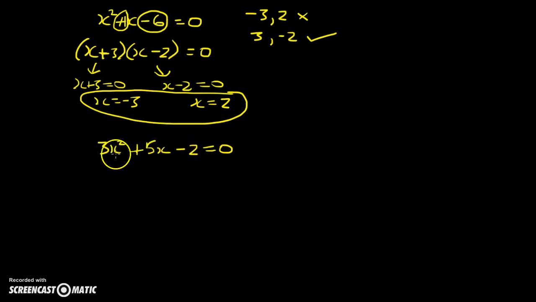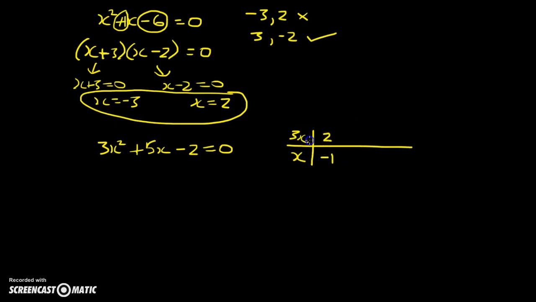Final one, final equation. Is there a common factor? No. Difference of 2 squares? No. 1x squared? No. 3x squared, 2x squared? Yes. So we're going to use our table method for factorising. So 2 terms that multiply together to give us the 3x squared. So let's have 3x and x, and also 2 terms that multiply to give us negative 2. So let's have positive 2 and negative 1.